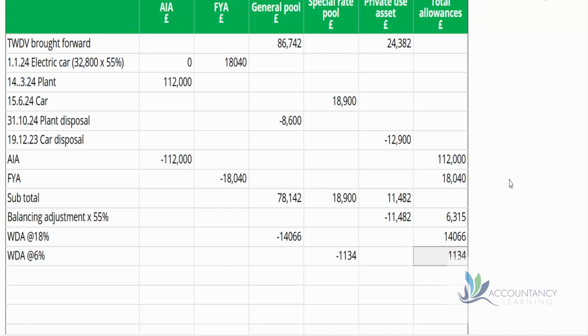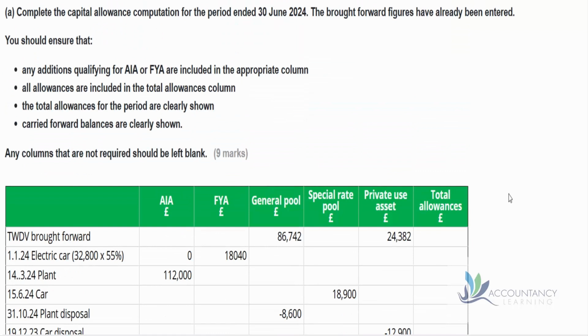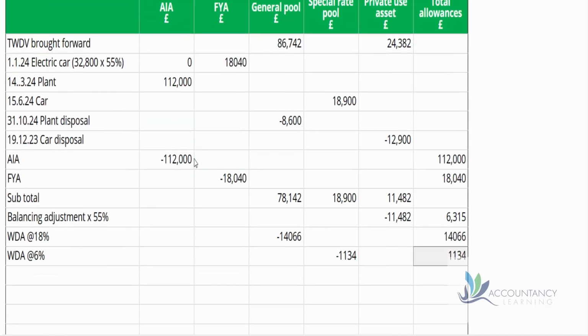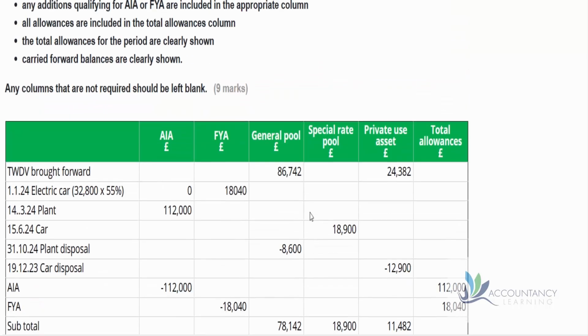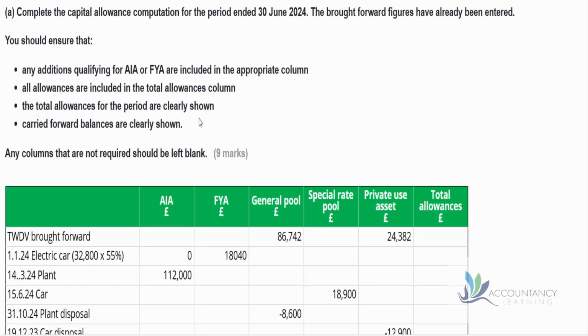So there we are, there's our capital allowances, but what we need to do is just make sure we've done everything so we don't throw any marks. So we should ensure that any additions qualifying for the annual investment allowance or first year allowance are included in the appropriate columns. So yes, we've done that. All allowances are included in the total allowances column. So yes, every allowance, the negative numbers that we've shown here, have all been shown in the final column as well, taking into account the private use for the car.